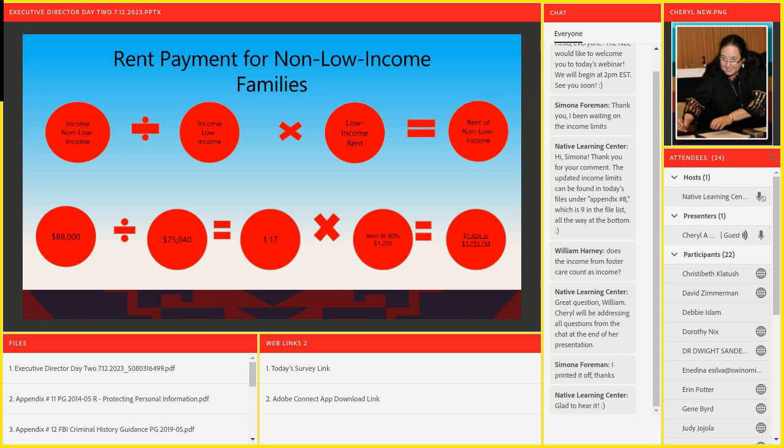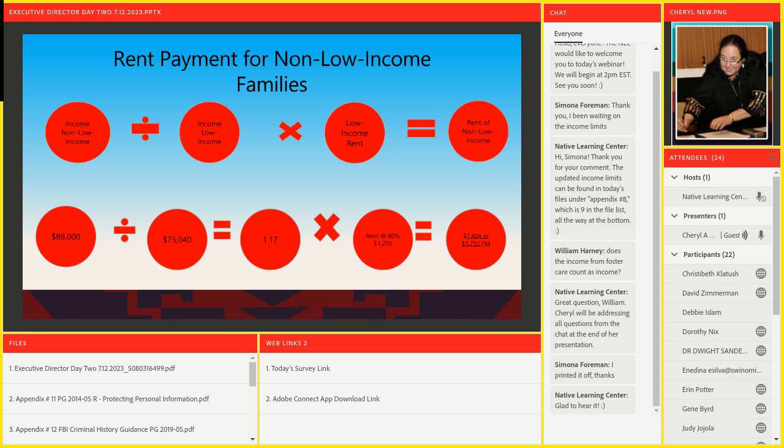Your income of your non-low-income family is $88,000. You divide that by the income of your low-income family at $75,040. You multiply that times the low-income rent. That would come out to 1.17. Multiplied times 80%. Okay, excuse me. 88,000 divided by your 75,040 is 1.17. You multiply that times the income of your low-income rent. The rent at 80% would be $1,200, okay?